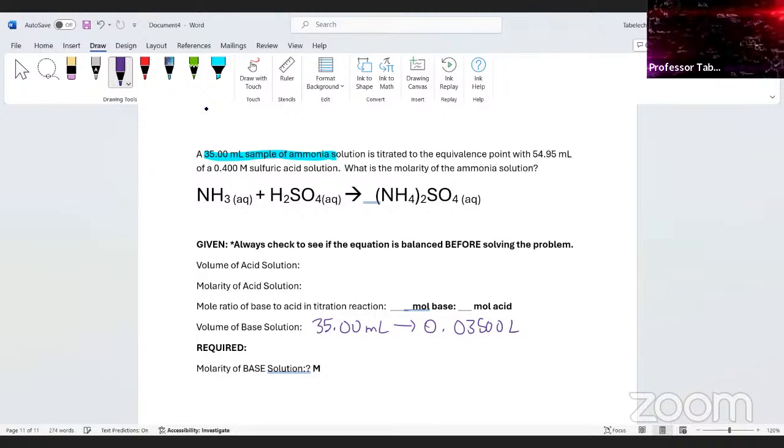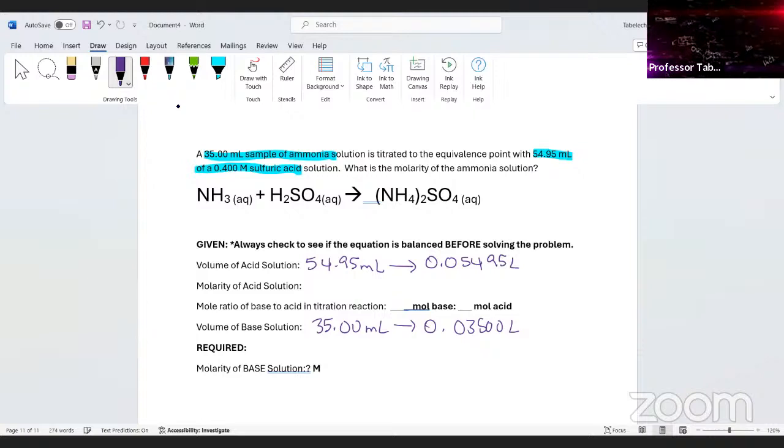0.03500 liters. Next up, 54.95 milliliters of a 0.400 molarity sulfuric acid. So they gave you that too. The volume of the acid was 54.95 milliliters. Convert that to a liter, okay? And they also gave you the molarity. And I'm just going to write everything out in this so you all can see.